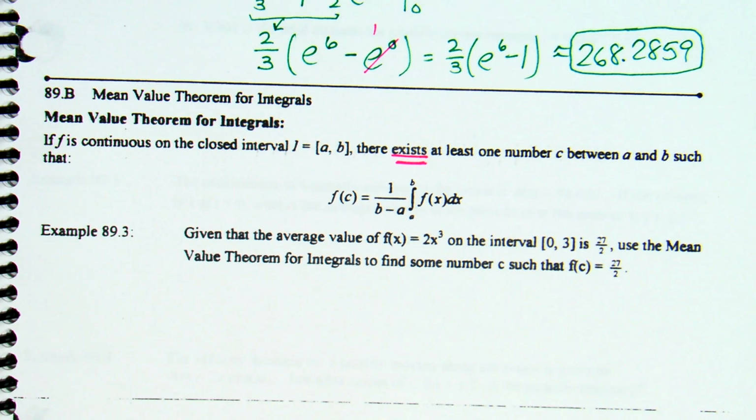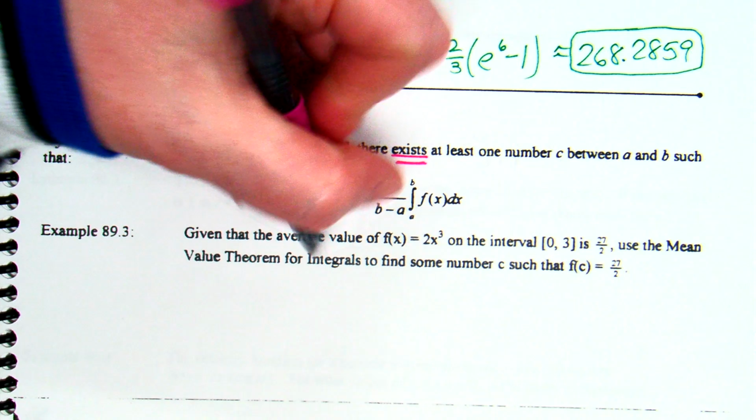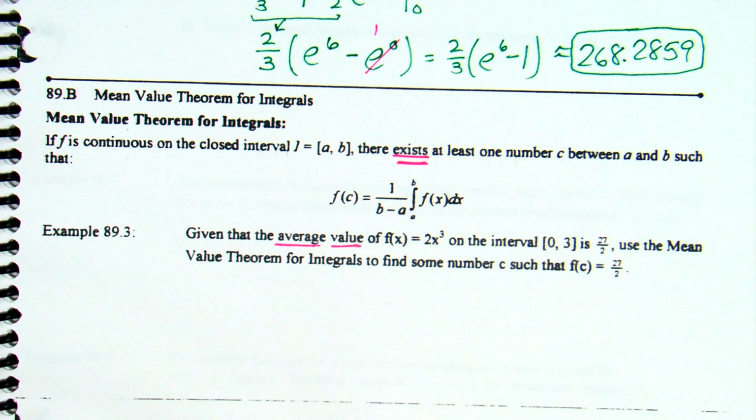My example here says that given the average value of f of x equals 2x cubed, so notice again it used the word average value, on the interval 0 to 3 is 27 halves. So what did they just say? Given the average value of f of x on this interval, and they said what? Is 27 halves.